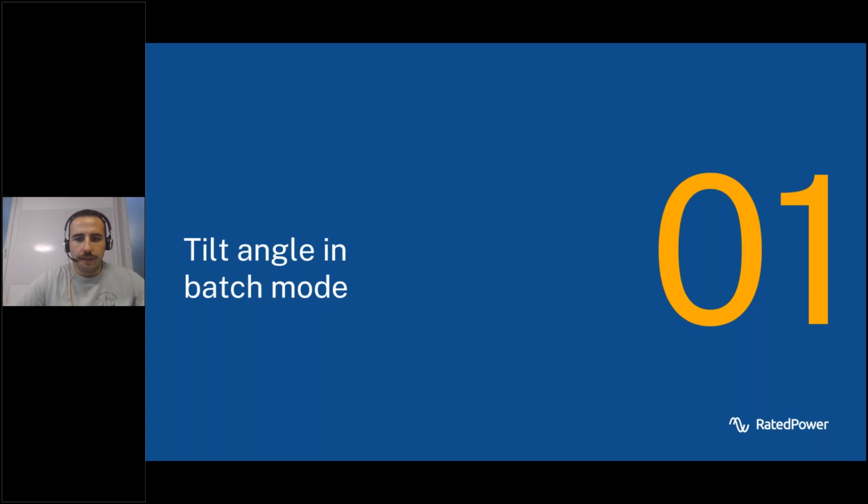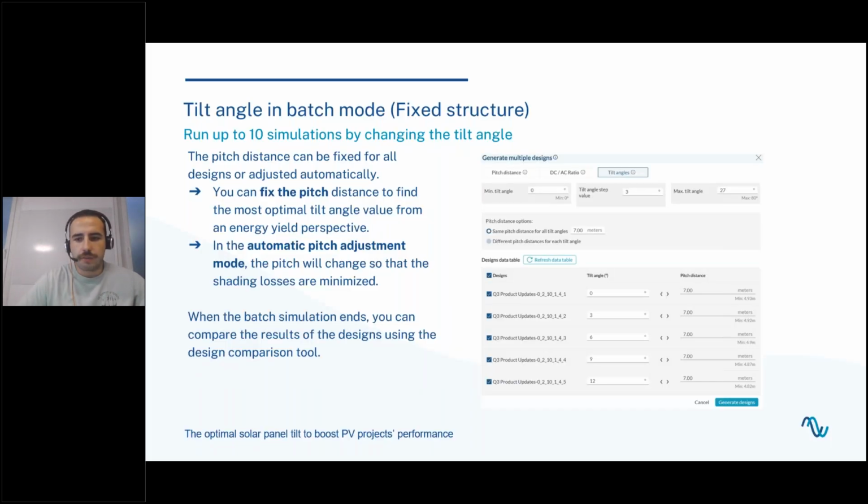Basically, the tilt angle in batch mode is this tool where you can define several tilt angles. You will have to define a minimum tilt angle, a step value, and a maximum tilt angle, and pvDesign is going to generate all those designs with all those iterations.